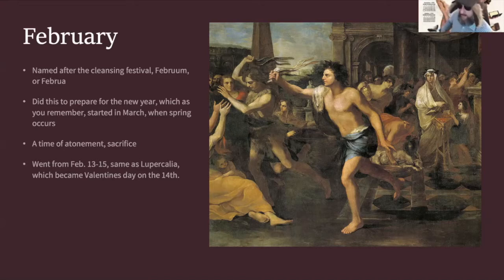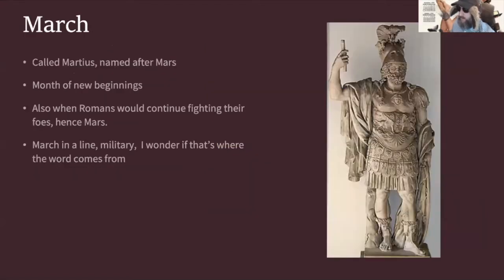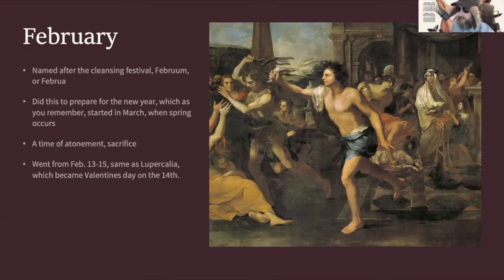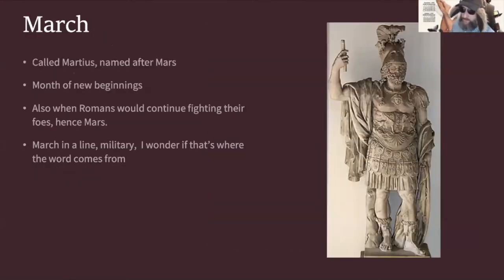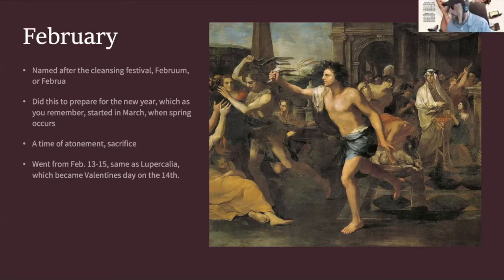What's interesting too is the festival went from the 13th through the 15th of February. Those are the same dates as the festival of Lupercalia, which later on became Valentine's Day on the 14th. So Valentine's Day is like an S&M day. It's when they whip each other. I guess so. I mean, it became the day of love, so I'm not sure. It's kind of interesting that its roots were all about feeling bad and getting rid of your sins and whatnot.